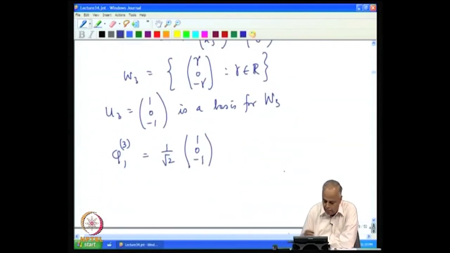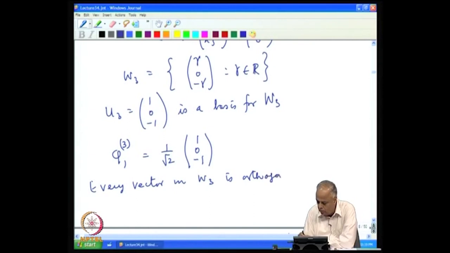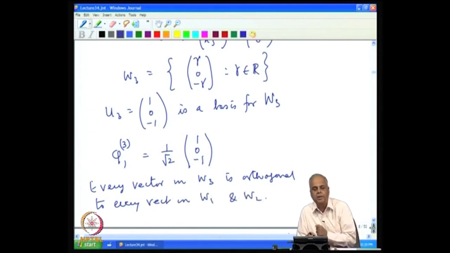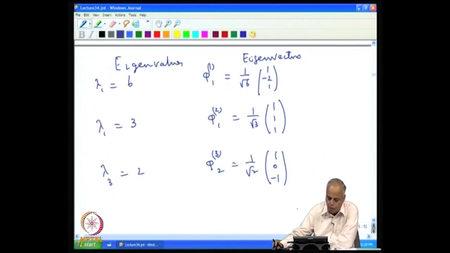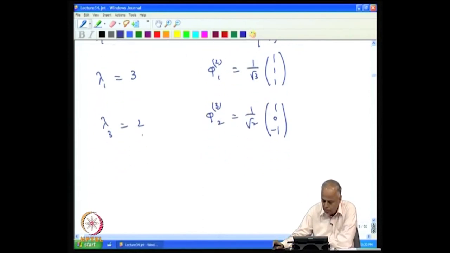Also observe that every vector in W 3 is orthogonal to every vector in W 1 and W 2. That is the statement that eigenvectors corresponding to different eigenvalues are orthogonal to each other. So, for the 3 eigenvalues, now we have got the 3 eigenvectors, they are orthonormalized. Notice that the eigenvalues are all real, because the matrix is real symmetric. Whenever you have a real symmetric matrix or a complex Hermitian matrix, all the eigenvalues will be real.